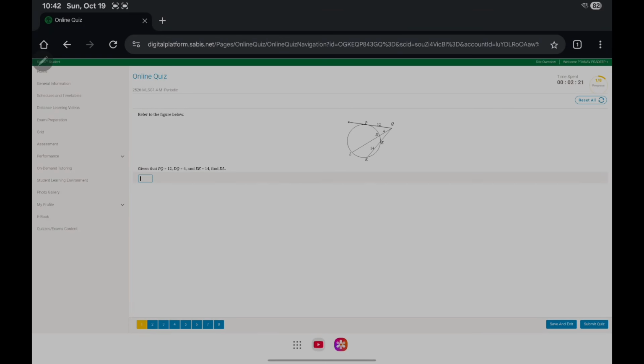Alright, PQ is 12 and DQ is 4. So we can apply the formula for this question: 12 squared is equal to 4 times 4 plus x. So the measure of DL equals x, just put x here.